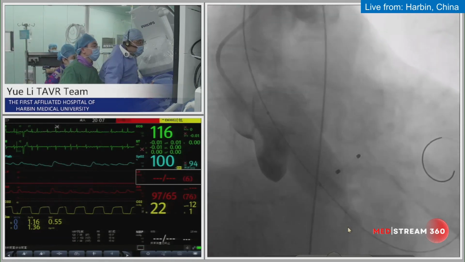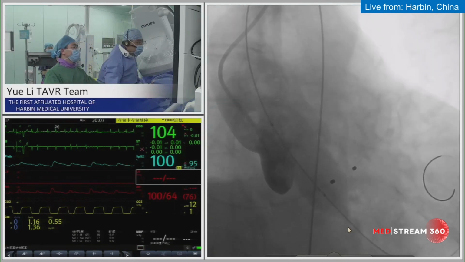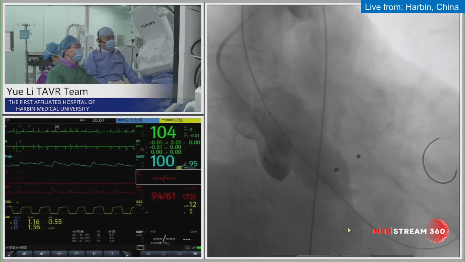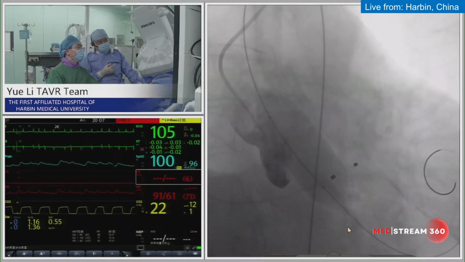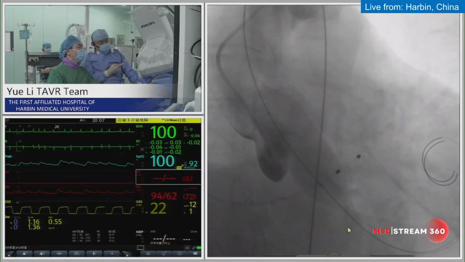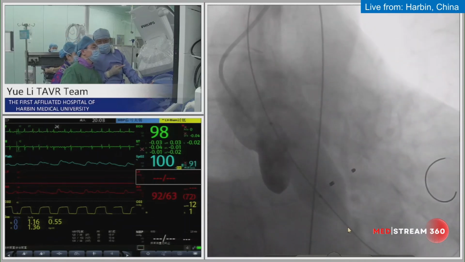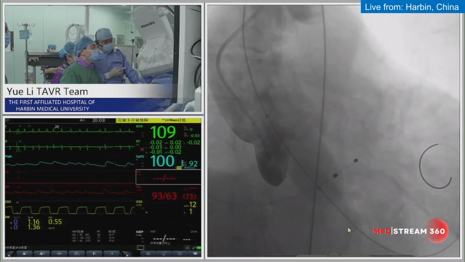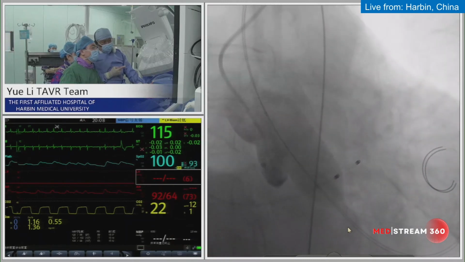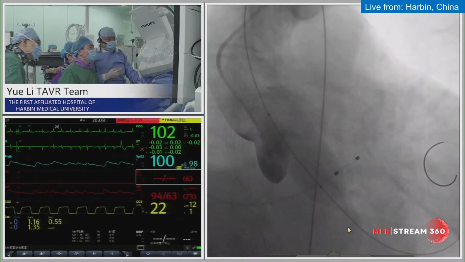From the angiography results, we find that there is no coronary artery occlusion and no obvious leakage. Additionally, you can see the obvious balloon waist sign. So we think the 22 millimeter balloon pre-dilation strategy is reasonable. Yeah, I agree with that.